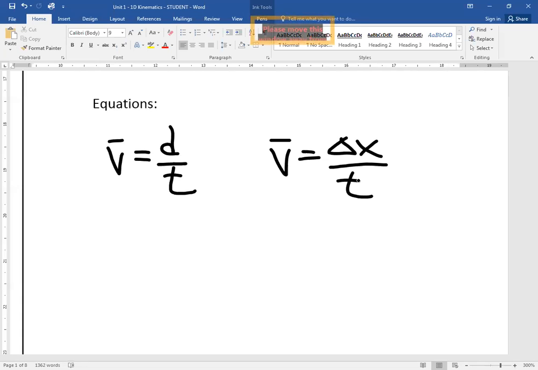So if you're calculating speed, you'd want to know that. If you're calculating velocity, you'd want to know that. And they're not the same thing always. So I kind of like having two separate equations for them. There's another way to get average speed.